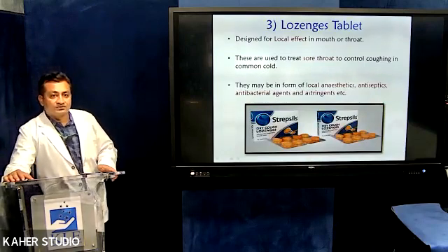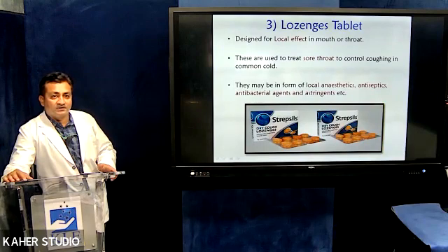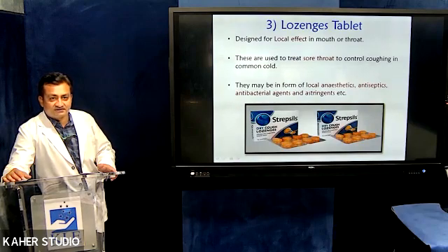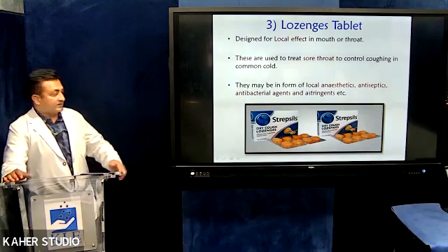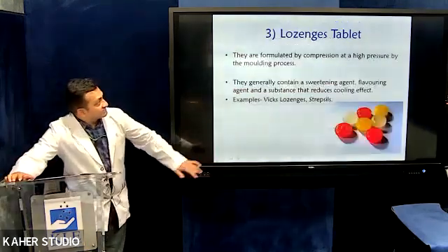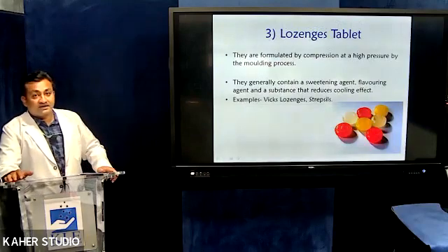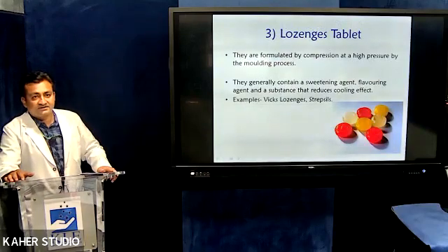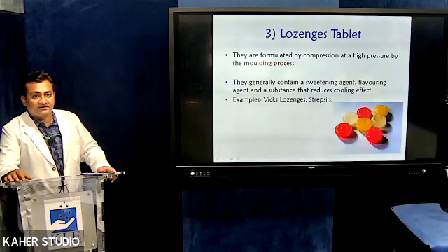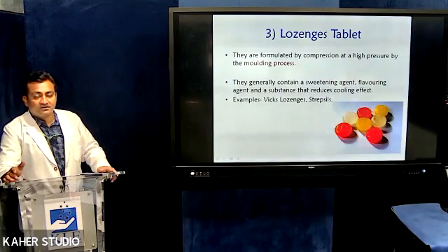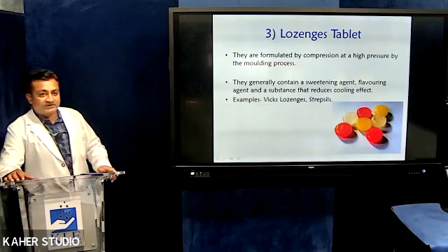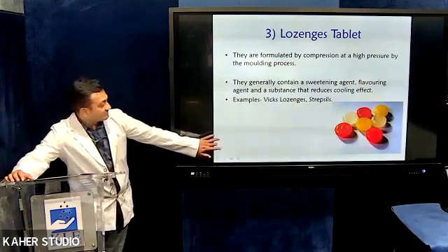These are used to treat sore throat, to control coughing in the common cold, or local infection. They may be formulated as local anesthetics, antiseptic drugs, antibacterial agents, and astringents. These lozenges are formulated by compression at high pressure or by a molding process, and they generally contain a sweetening agent, flavoring agent, and substances that reduce the cooling effect. For example, Vicks and Strepsils.